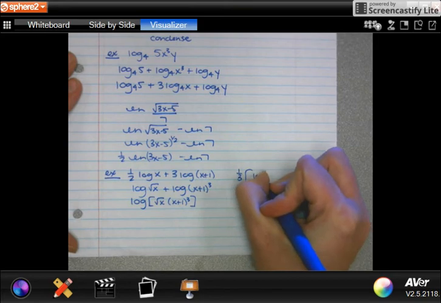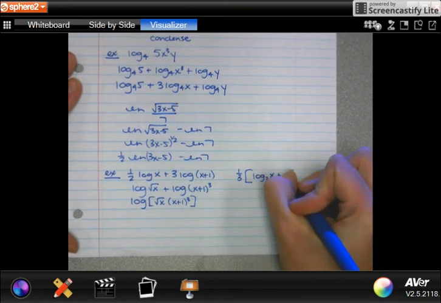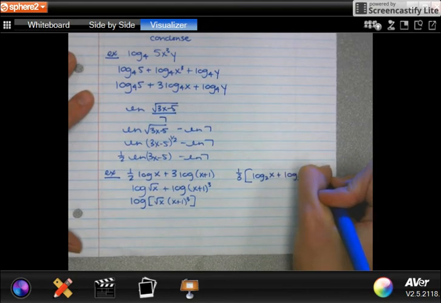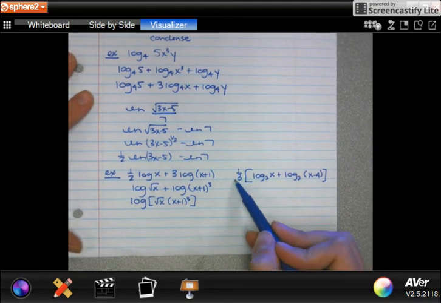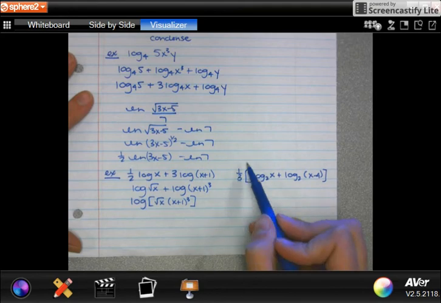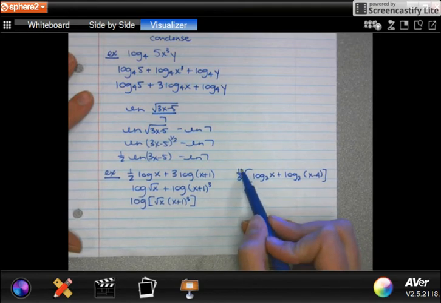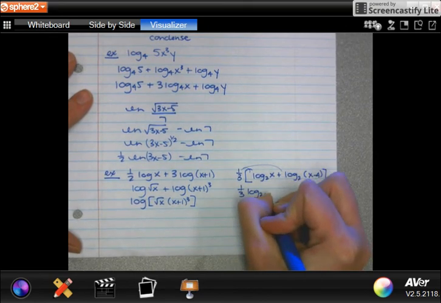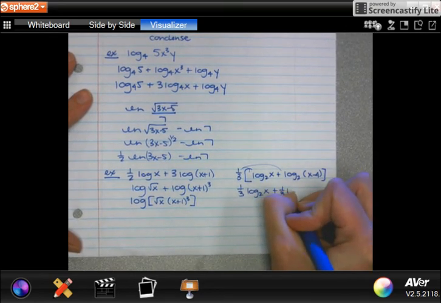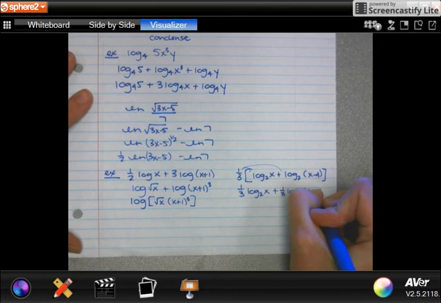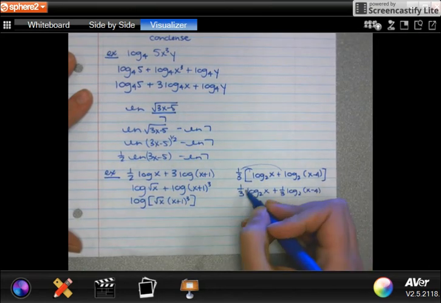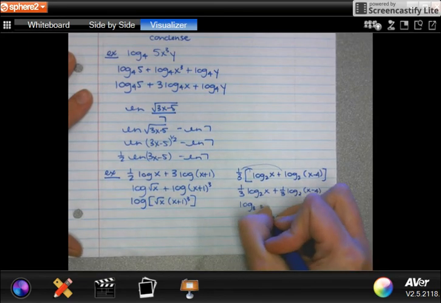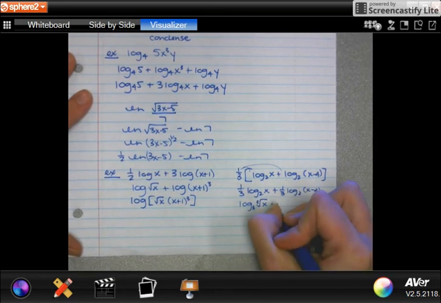1/3 log base 2 of x plus log base 2 of x minus 4. The first thing I notice is that I have this 1/3. So what I can maybe do is consider distributing that 1/3. So it would become 1/3 log base 2 of x plus 1/3 log base 2 of x minus 4. So they should all get to that 1/3 exponent, which would be the same as taking the cube root.